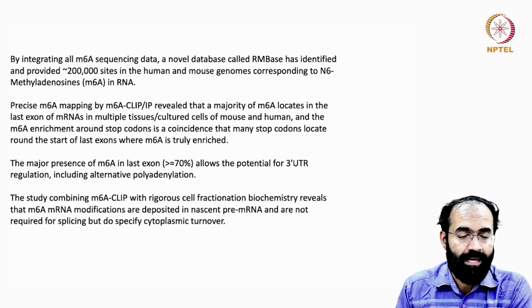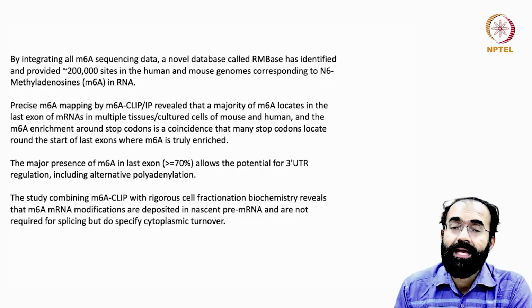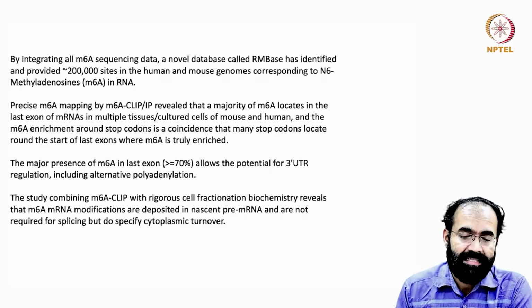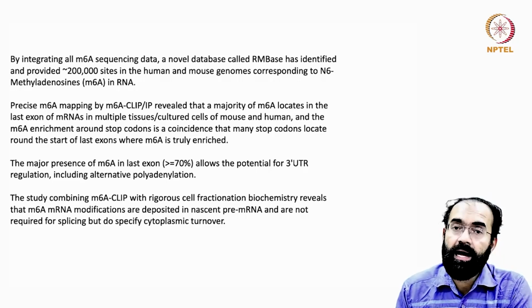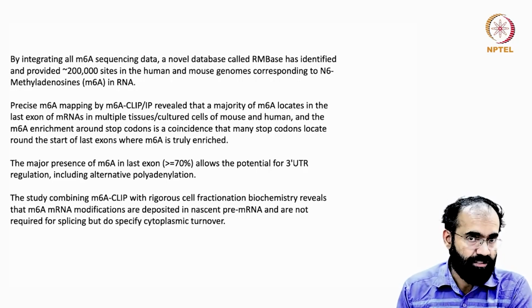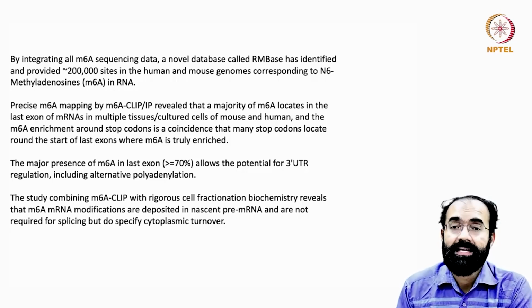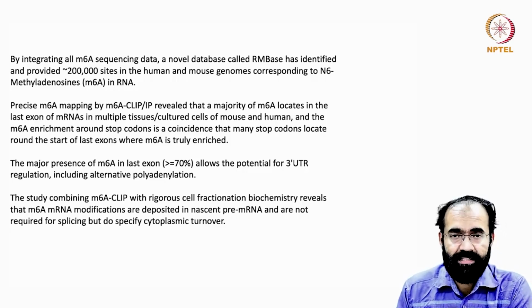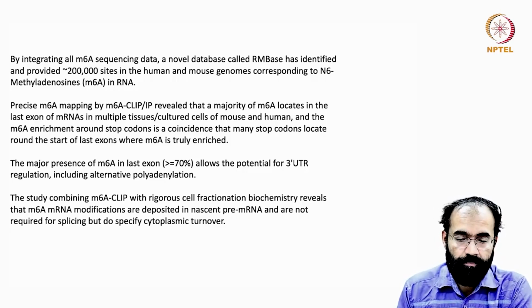So the precise M6A mapping by M6A CLIP IP, a technique used to detect it, has revealed that a majority of M6A locates in the last exon. The last exon is near the region that also contains the stop codon of mRNAs, and that is seen in a variety of tissues, no matter whether it is a native cell or a cultured cell, and of both mouse and human.